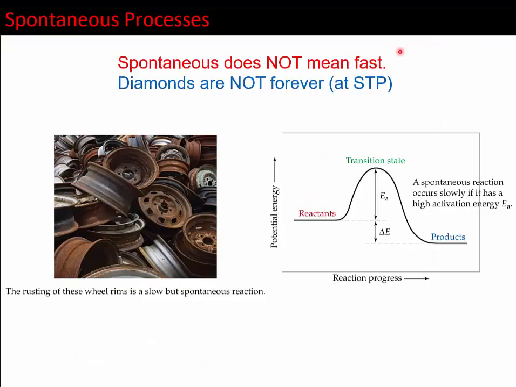So spontaneous does not mean fast, right? So diamonds are forever, but not at STP. The rusting of these wheels, for example, is a slow but spontaneous reaction. If I take that iron and I increase its surface area and I have steel wool and I set that on fire, that's a fast spontaneous oxidation of iron. It's the same process, right? They just happen at two different speeds.